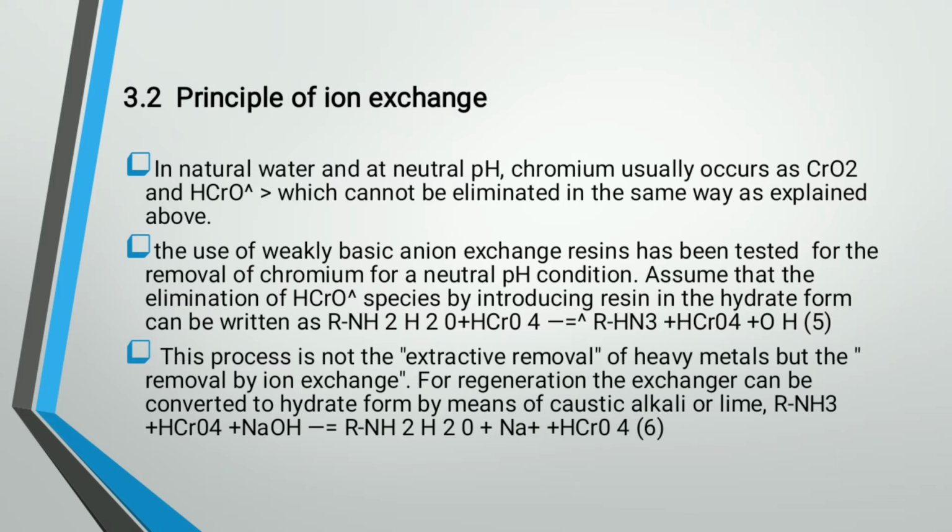The use of weakly basic anion exchange resins has been tested for the removal of chromium at neutral pH conditions. Assume that the elimination of HCrO4- species by introducing resin in the hydroxide form can be written as the following equation. This process is not extractive removal of heavy metals but removal by ion exchange. For regeneration, the exchanger can be converted to hydroxide form by means of caustic, alkali or lime.